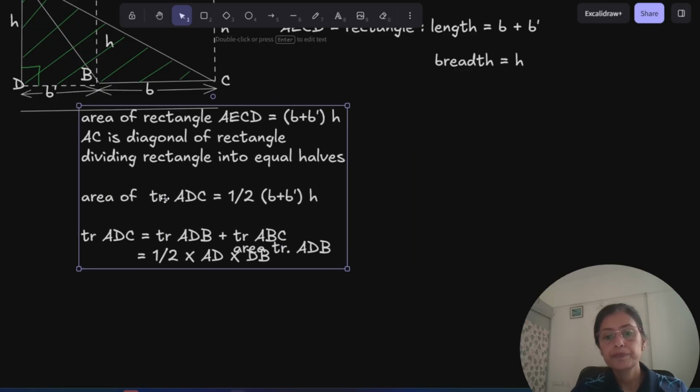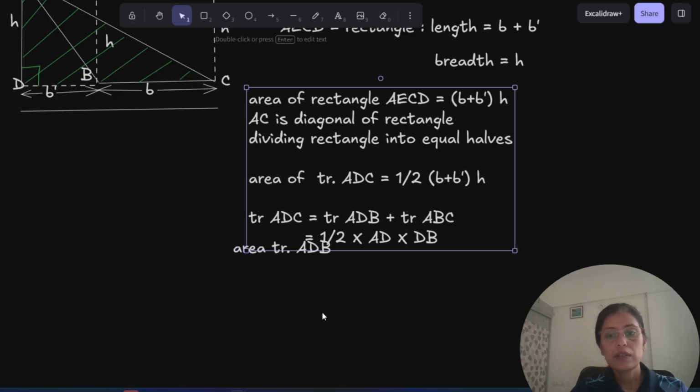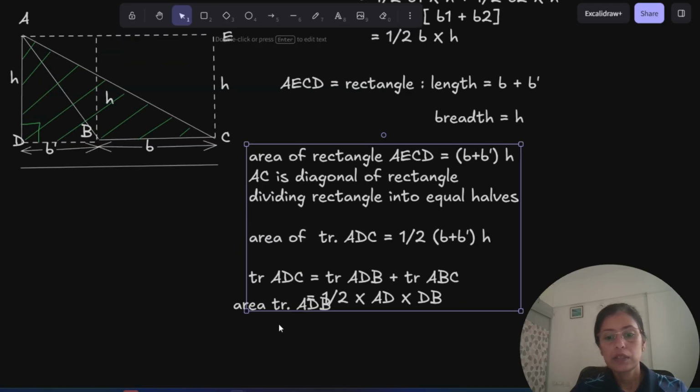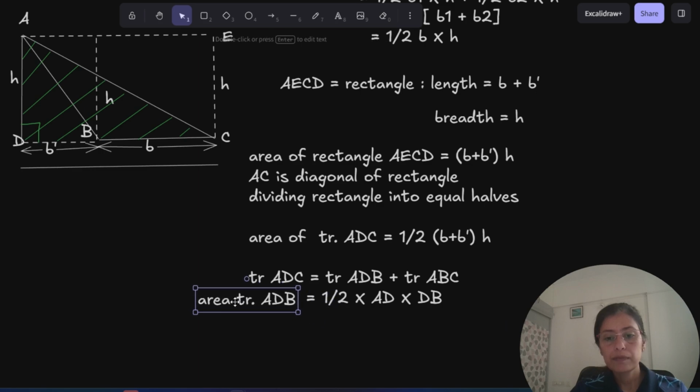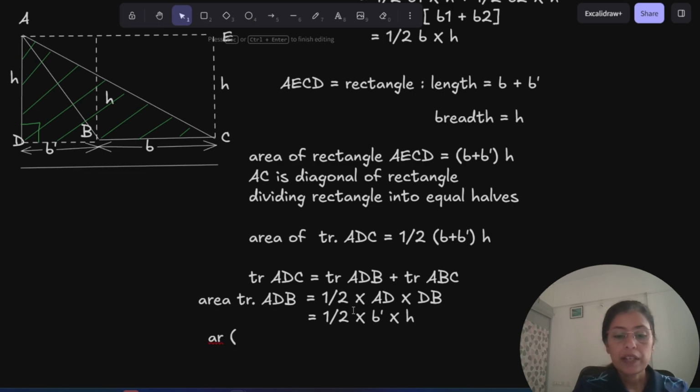So should I write here so that taking less space? Okay. Now the other triangle, right? Area of ABC. Now ABC is something which we have to calculate. So we can in fact, okay, first we'll write it in terms of B and H. So it is going to be half of B dash into H.